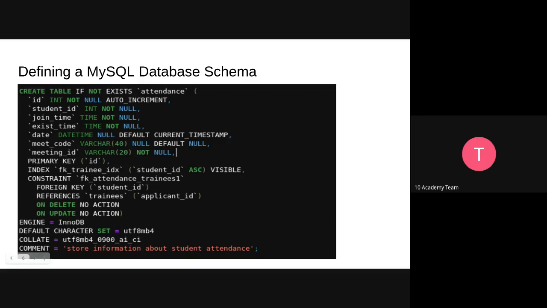And then we have a comment to say it's storing information about student attendance. Okay, essentially, when we run this, it will create the table attendance if it does not exist. The attendance table would have the ID, the student ID, the join time, exit time, date, meet code, and meeting ID. The primary key for this table would be ID, and it is connected to the trainees table with the foreign key student ID. And then the trainees table has the primary key applicant ID.